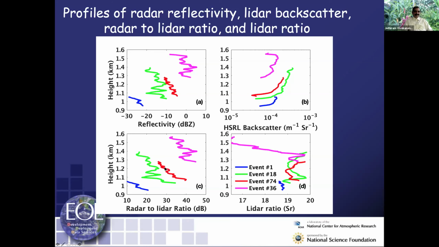Then the bottom left shows radar-lidar ratios with height. You can see that basically they all vary between 10 to 50 dBz. That's what I used to retrieve the droplet size.